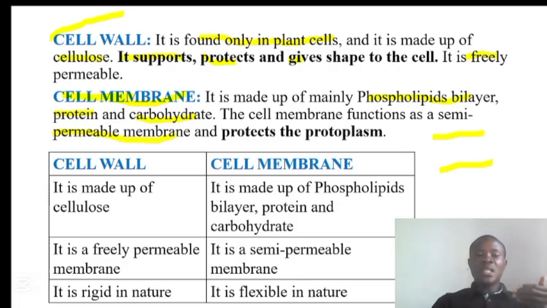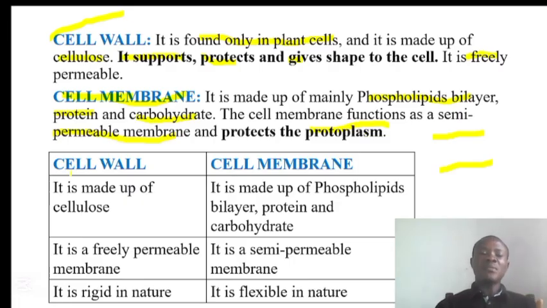The cell membrane functions as a semi-permeable membrane. That means not all substances will be allowed to pass through it. Some will be selected to pass, some will not be allowed to pass, based on the demand of the plant cell. It also protects the protoplasm. The protoplasm consists of the cytoplasm and its contents plus the nucleus. It is the living part of the cell, as we talked about in cell theory.